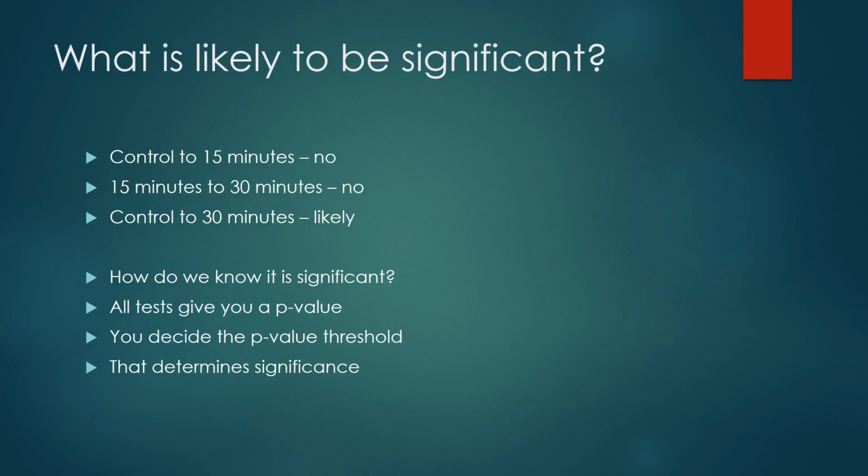So this is just a recap of what I was talking about. The control to 15 minutes, no significance. 15 to 30, no. But control to 30 minutes is likely. Okay, now how do we know for sure that it's actually significant?